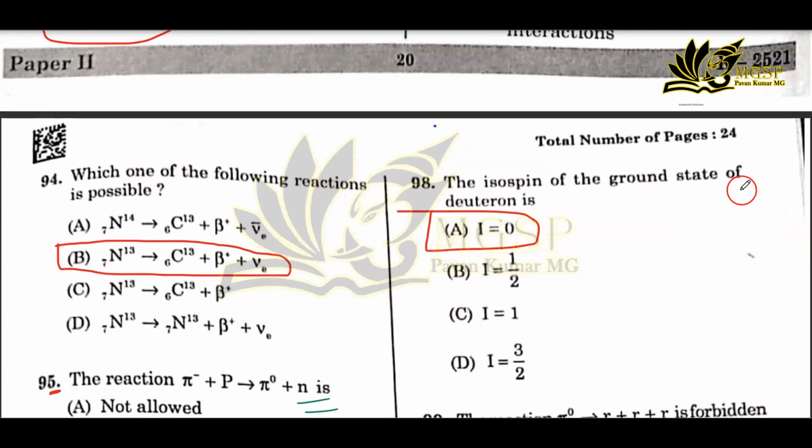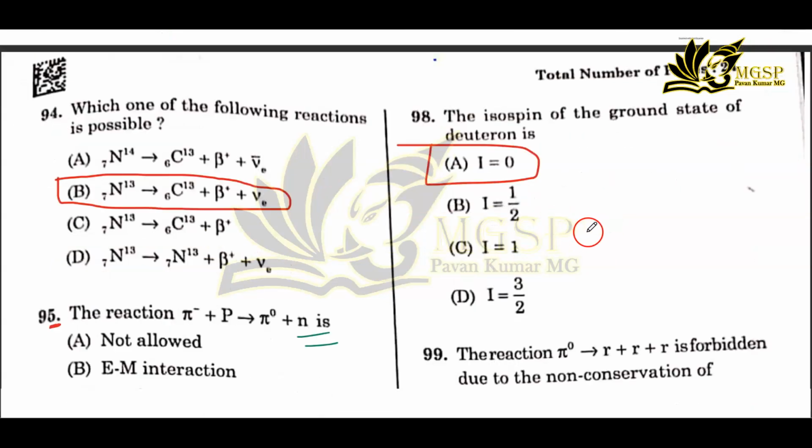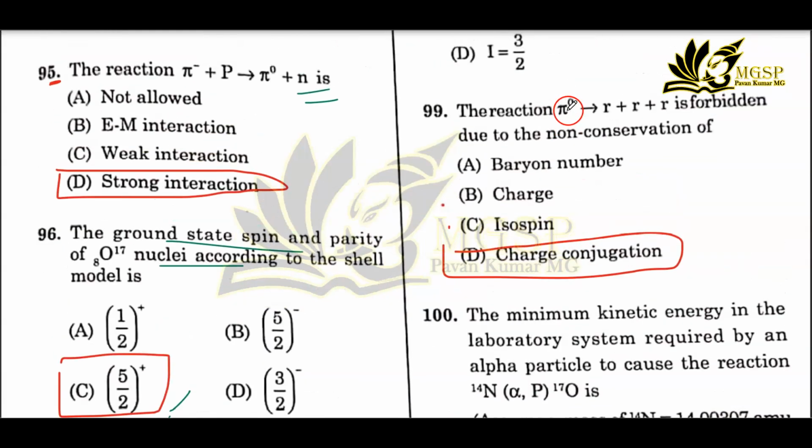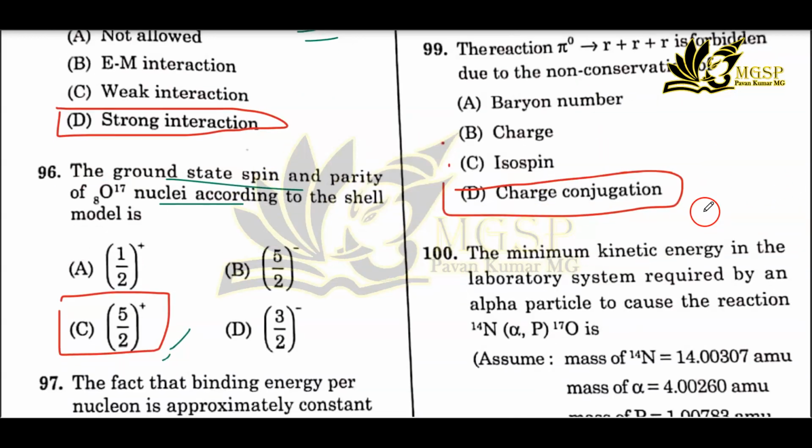Next, coming to isospin, this one was also discussed while discussing the properties of deuteron, like what its properties are. There it was seen that the isospin I value is equal to 0. Next, coming to the reaction, pi 0 tends to gamma gamma, it is forbidden because of charge conjugation.